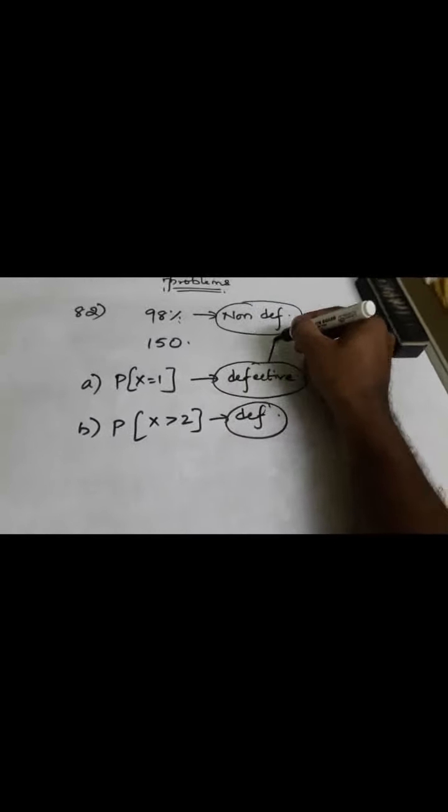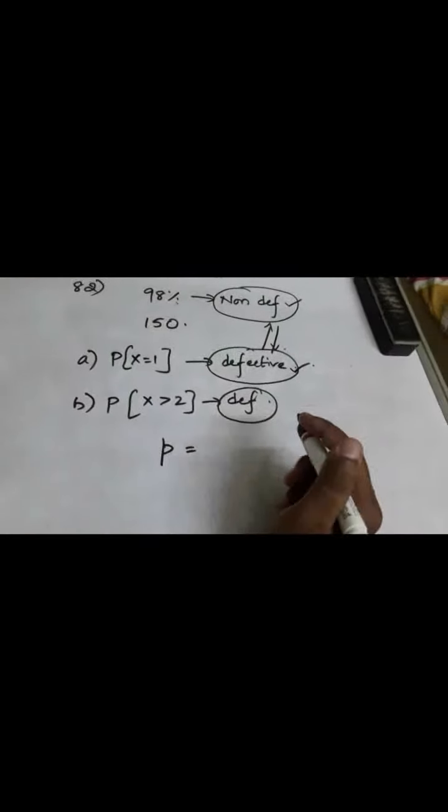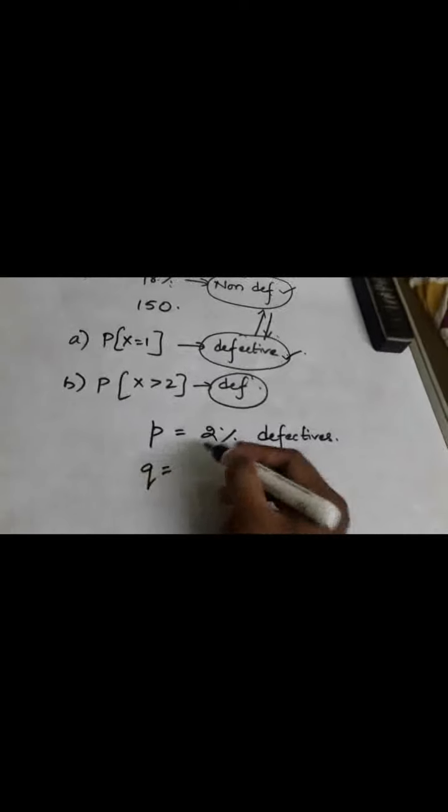Look at here guys, 98% of the electric bulbs are non-defective, but the question is asked about defectives. There is a contradiction here. The probability is asked about defectives and the value is given about non-defectives. Now we have to consider small p as defectives. 98% are non-defectives, that means 2% are defectives, so q becomes 98%.